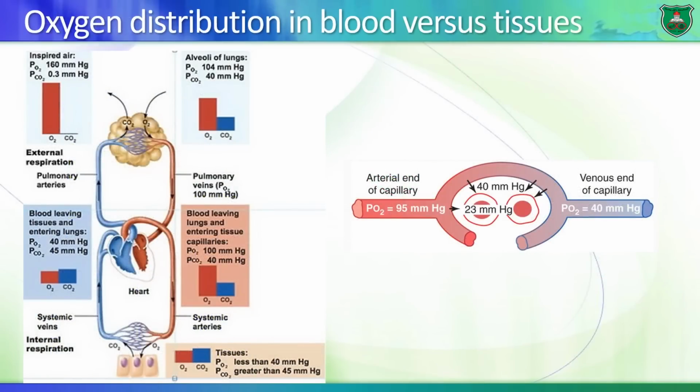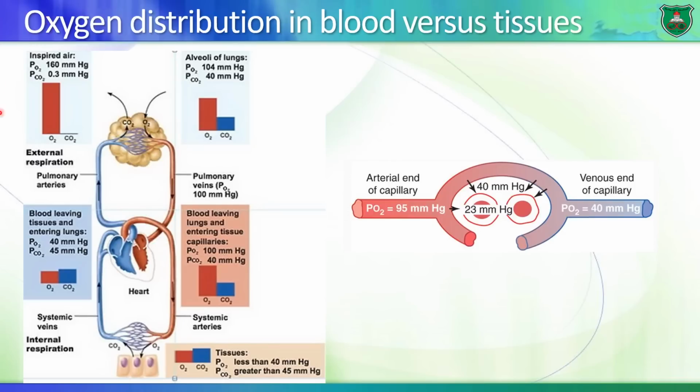Having these two structures for hemoglobin is of huge significance for the function of this molecule. It's important for hemoglobin to bind oxygen with high affinity in the lungs and release this oxygen, so it would have low affinity in tissues. This is just an illustration of the level of oxygen in different conditions.